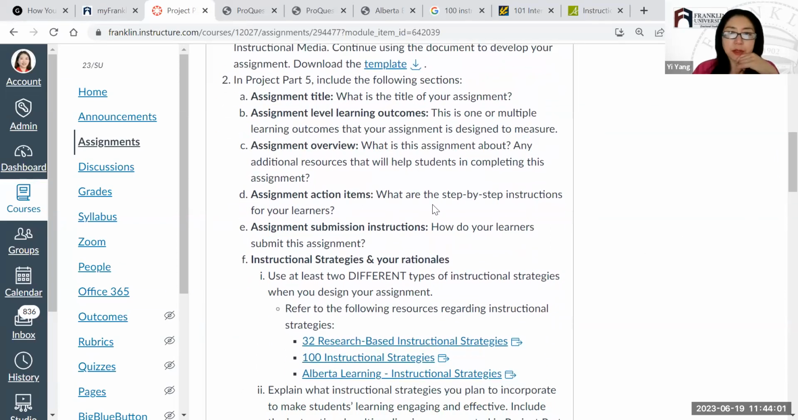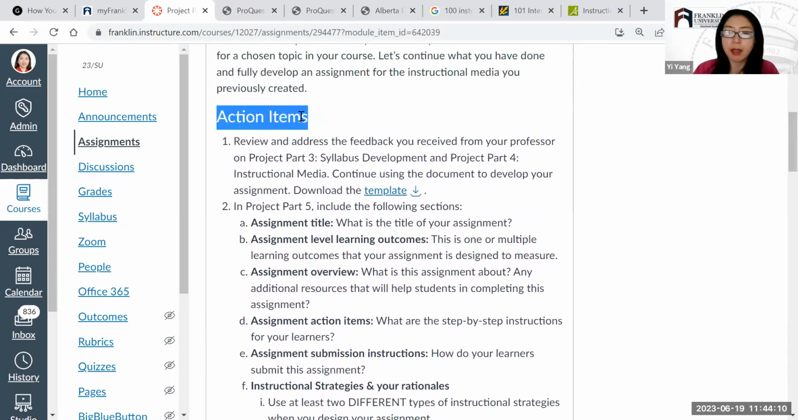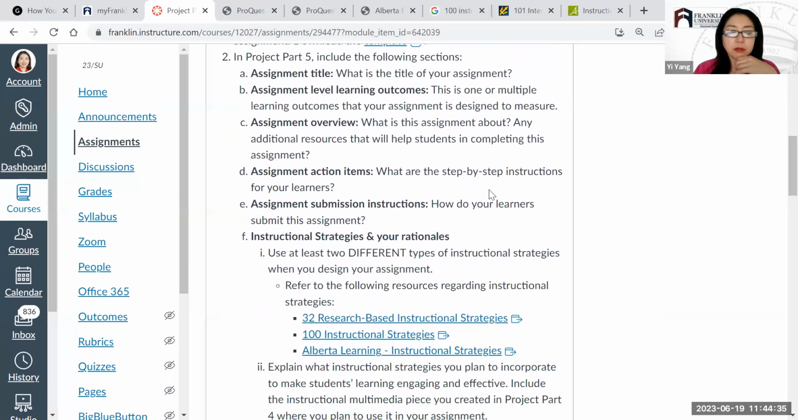What are the action items? Which means, what are the step-by-step instructions for your learners? If you look at this assignment right in front of you, what are the action items? If you are not sure how to write action items, look at this assignment. What's the first step? Read and address the feedback. Then continue using the template, and you need to address those items, those lists. So those are action items.